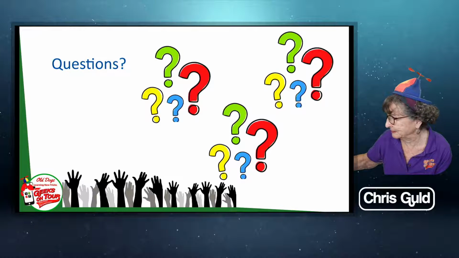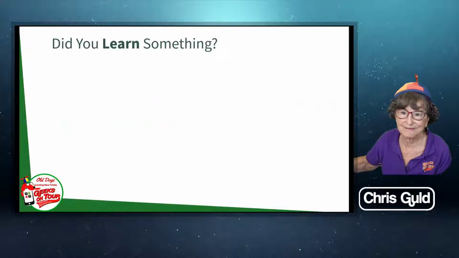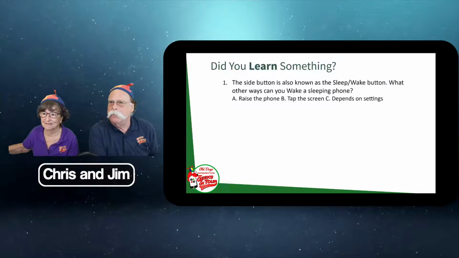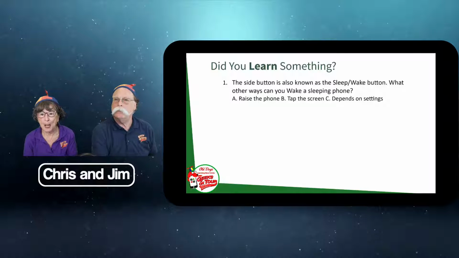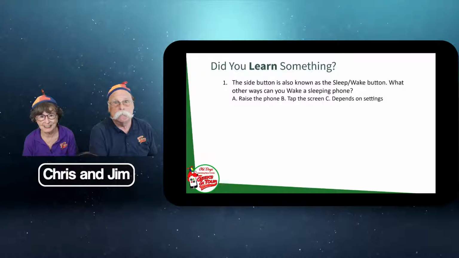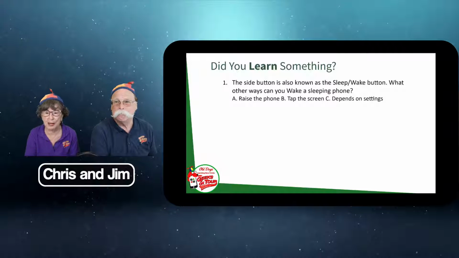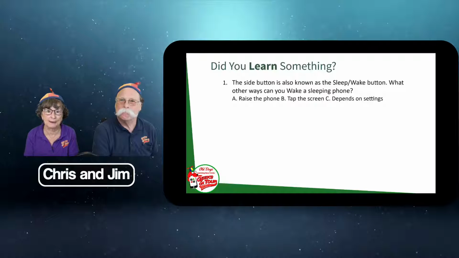Oh, we did questions. Yeah, we did questions. Cool. Well, we have some questions for you. Did you learn something? Okay, the side button is also known as the sleep-wake button. What other ways can you wake a sleeping phone? A, raise the phone. B, tap the screen. C, depends on settings. Depends on settings. I mean, there are other ways. Mine do wake just by raising them or by tapping the screen, but that's because that's how my settings are set.